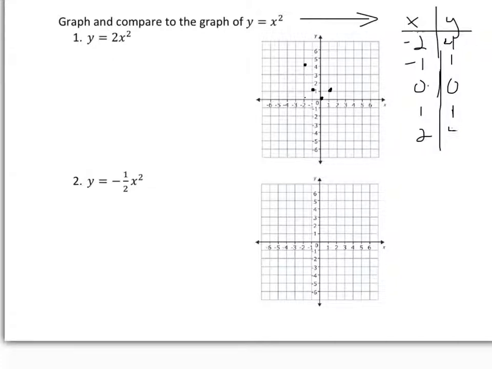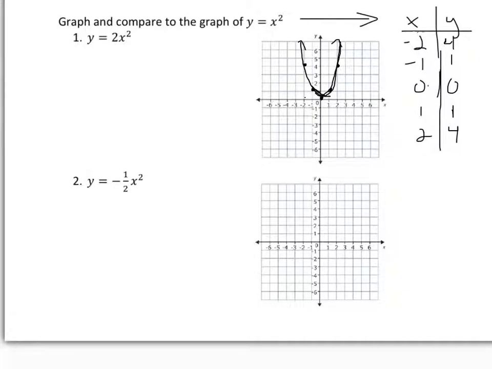And 2 squared is 4 again. Okay, so you see this U shape that we're creating. Right, so you can kind of just use a little curve to get that together. And it looks like that. So that's the y equals x squared graph.